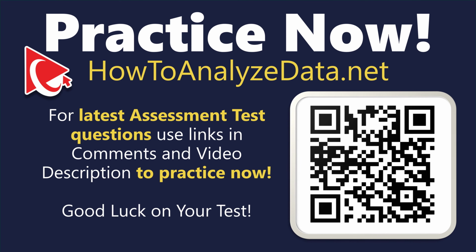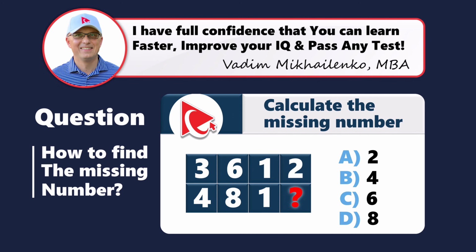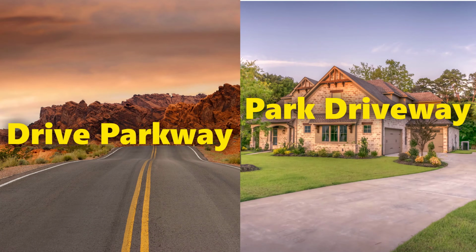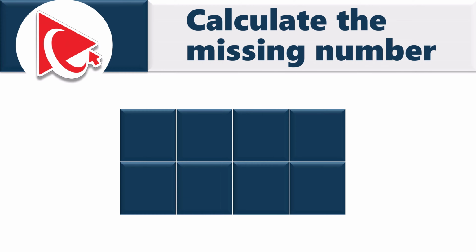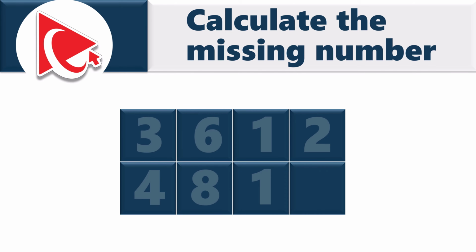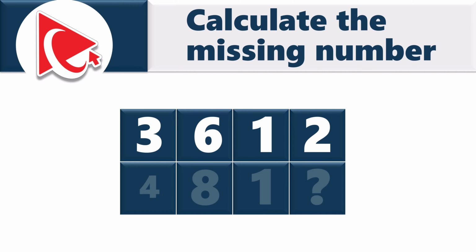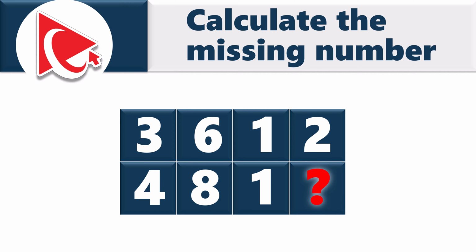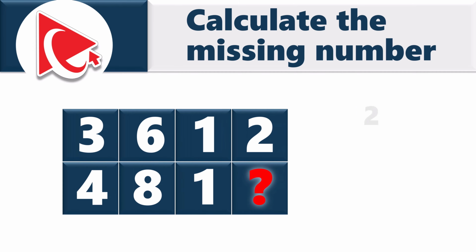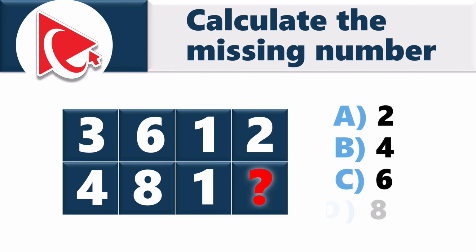Get ready for a mental rodeo, amigos. I've uncovered a question that's more confusing than figuring out why we park on the driveways and drive on the parkways. You're presented with 4x2 matrix. Matrix has 7 numbers, and you need to calculate the 8th number. The numbers in the first row of the matrix are 3, 6, 1, and 2, and then numbers in the second row are 4, 8, 1, and then comes the missing number, which you need to calculate and select out of 4 possible choices. Choice A, 2, choice B, 4, choice C, 6, and last but not least, choice D, 8. Take a close look to see if you can come up with the answer.